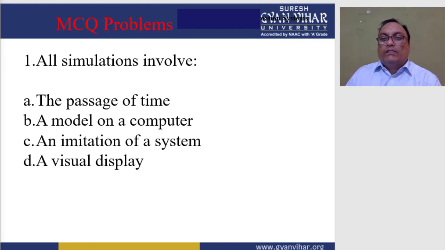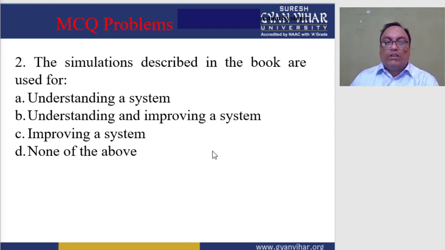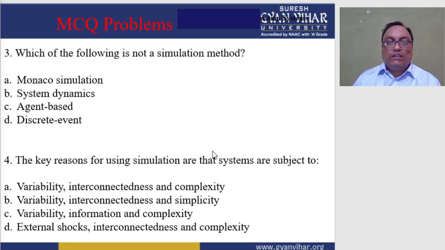We'll move to the next section, which is the MCQ problem section. For this case, the first question is: all simulation involves. The first option is a passage of time, a model of a computer, a limited imitation of a system, a visual display. So simulation involves the passage of time, a model of a computer, right? And B is the right option. Then move to the next question. The simulations described in the book are used for understanding a system, understanding and improving a system, improving a system, none of the above. So the correct answer for this question is understanding and improving a system, right?